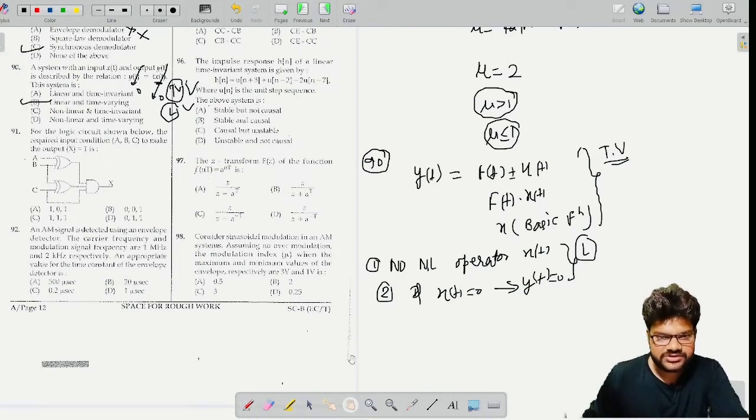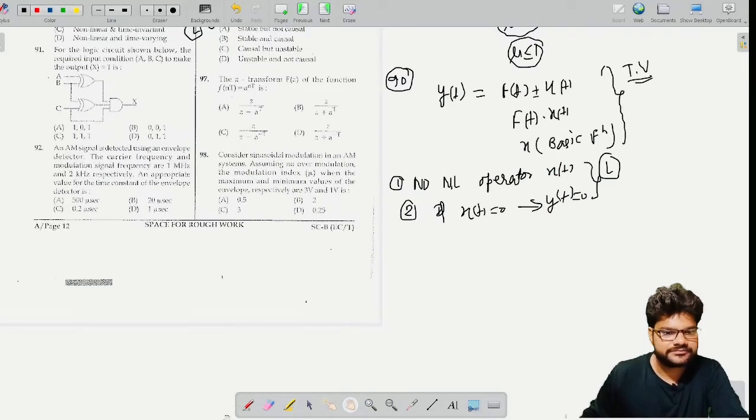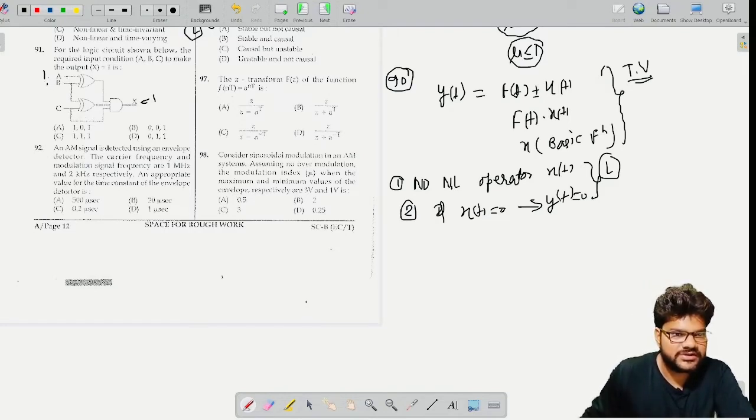Let's go to the next question, question number 91. For the logic circuit shown below, what is the required input condition ABC to make the output X equal to 1? We are given output X equals 1, and we have to find out the input ABC. So we can go with the options. Put 1 0 1, so A is 1, B is 0, C is 1. Let us see what will happen.